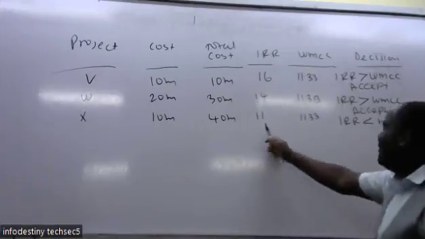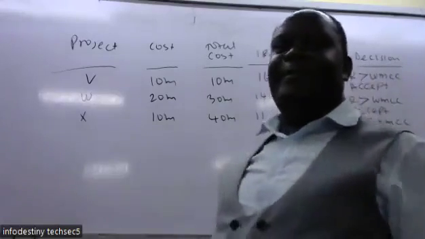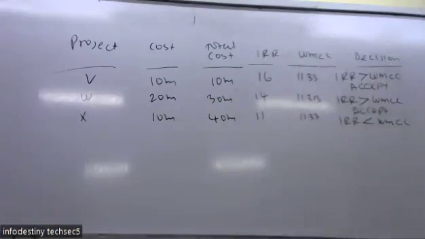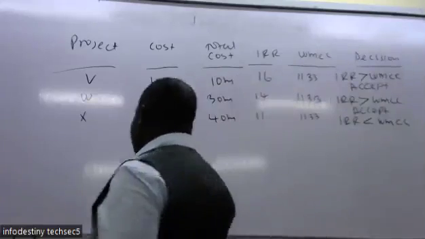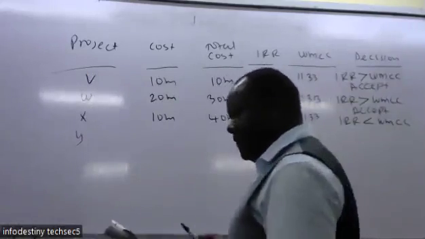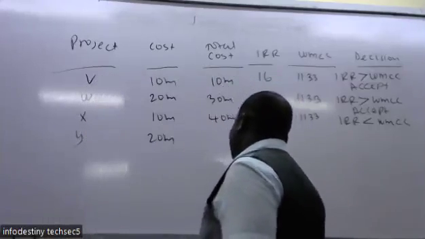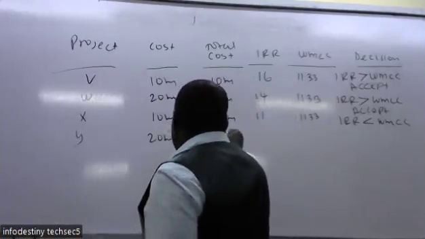IRR is 11%. But WMCC is what? 11.33. You just compare the two. So that one will be rejected. IRR is less than WMCC. The next rank should be which one? We got Y. So Y, you can see Y required how much? 20 million. So cumulative will be 60.